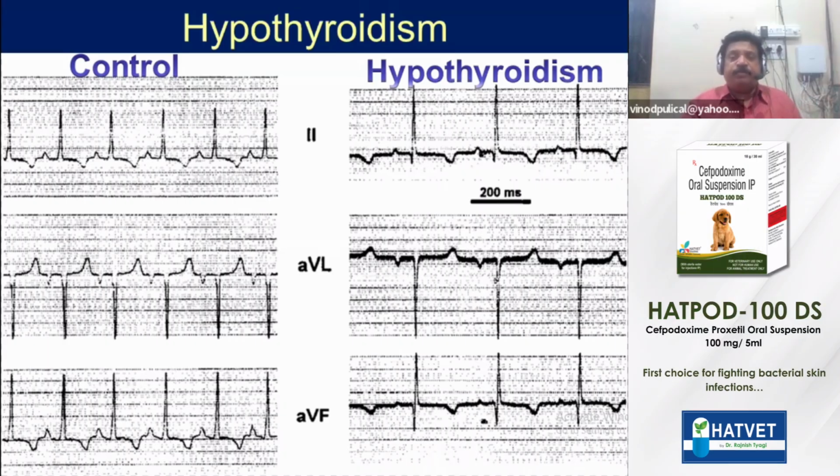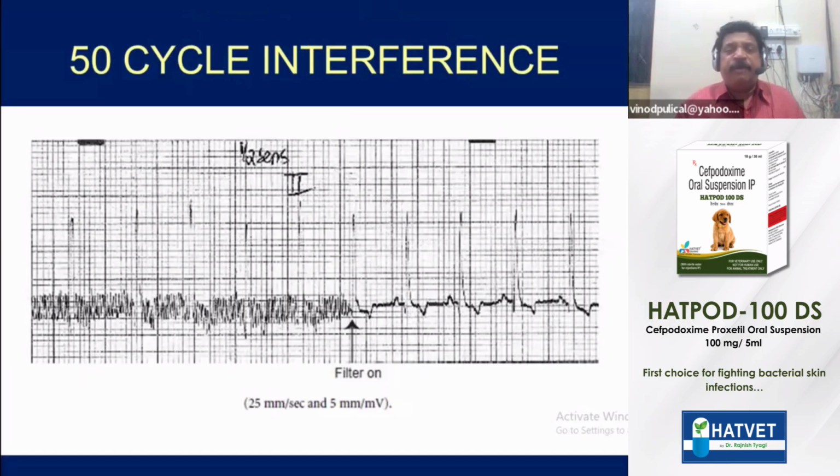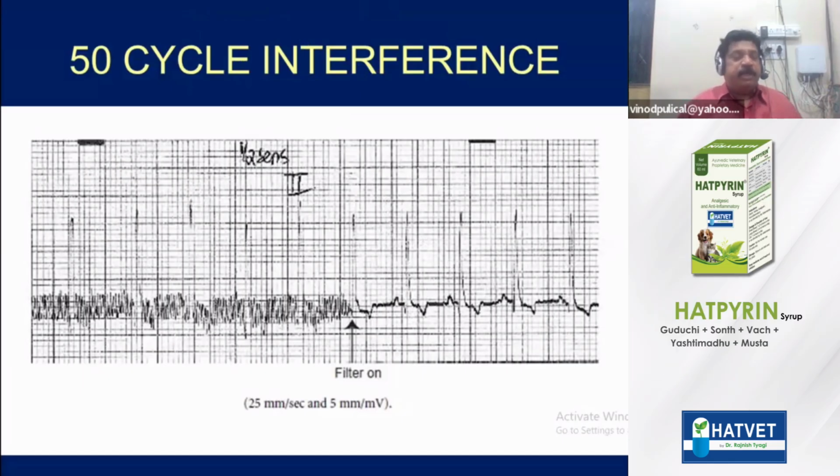Then again, 50 cycle interference. Sometimes we are using mobile phones, and keeping the mobile phone near the ECG machine can interfere, causing 50-cycle interference. We can put the filter on so that it will be rectified.